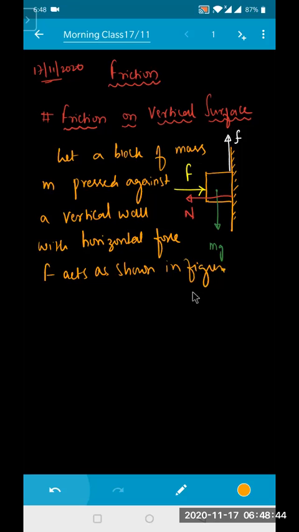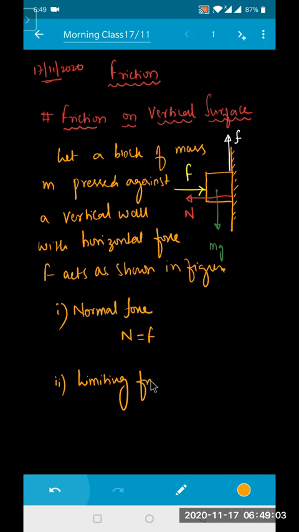See the first one. What is the normal force acting on this one? Normal force, F. Tell me. N is equal to your F. Number 2, limiting friction. Limiting friction means the body is ready to start the motion, but it is not in motion, like static. FL is equal to mu s into N, and this N is equal to how much, beta? Capital F.